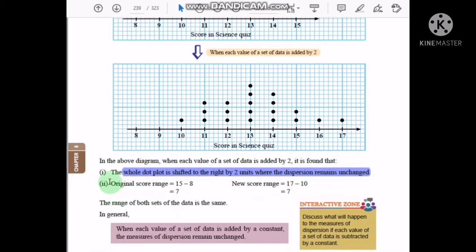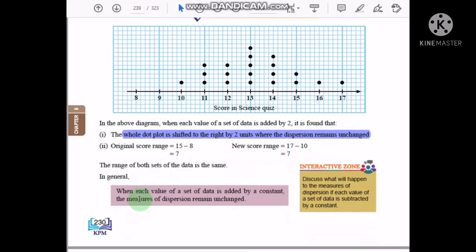Let's look at the second one. How about the range? I hope you can still remember that if a set of data is added or subtracted uniformly, there is no change in the measures of dispersion. So if it is added by 2, the range does not change. Look at the original score range, which is 7. The new score range after adding 2 is still 7. So the range is unchanged.